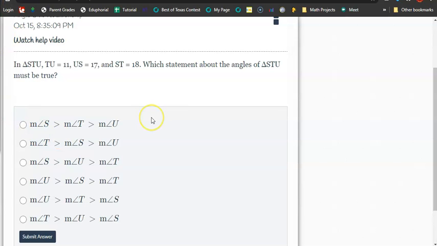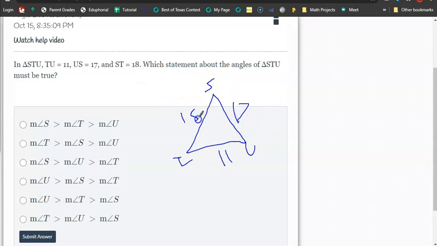All right, so we're going to do another example with this. Okay, so we're going to take a look at this example. And so we have triangle STU. TU is 11, US is 17, and ST is 18. We want to figure out which of these statements is true. So what's going to help us here is draw a picture. So let's draw a triangle STU, and let's see, TU is 11, US is 17, and ST is 18.